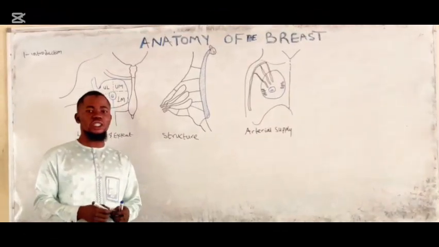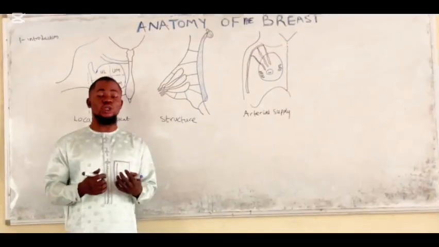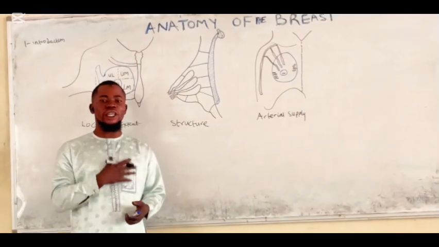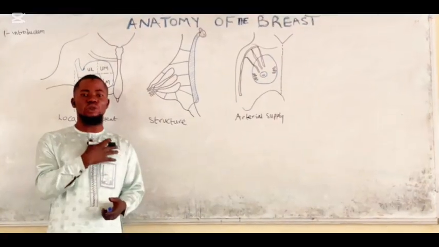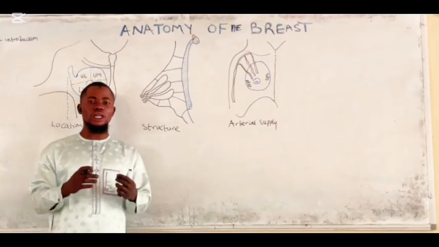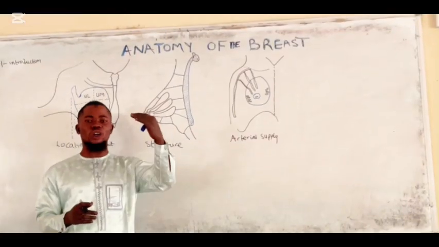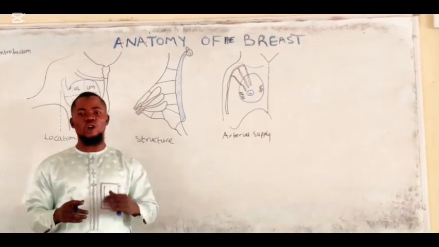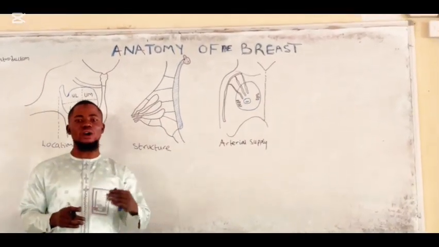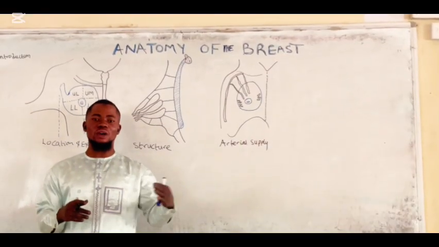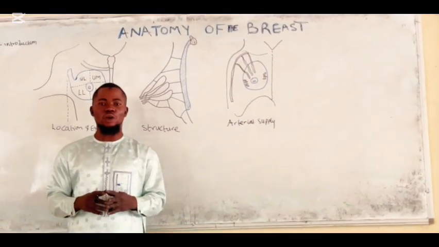Next is the location of the breast. The breast is located at the pectoral region, particularly in the superficial fascia of the pectoral region. And the breast is made up of 4 quadrants. There are upper 2 quadrants and the lower 2 quadrants. There is upper lateral quadrant, upper medial quadrant, lower lateral quadrant, and lower medial quadrant.